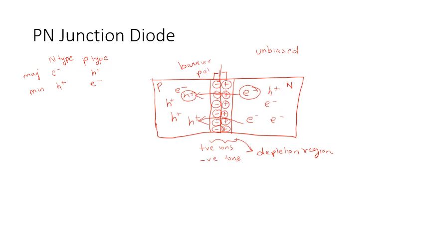Now why is it known as the barrier potential? Because this is the potential that has to be overcome so that an electron can go from the n-type semiconductor to the p-type semiconductor. Therefore, this is known as the barrier potential. This barrier potential in silicon is somewhere around 0.6 volts and in germanium is somewhere around 0.2 volts.